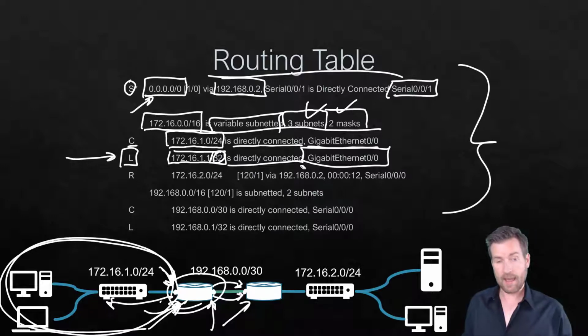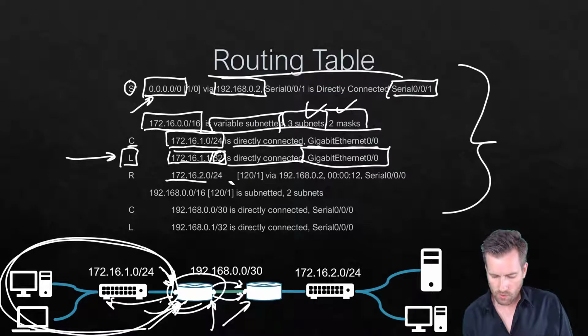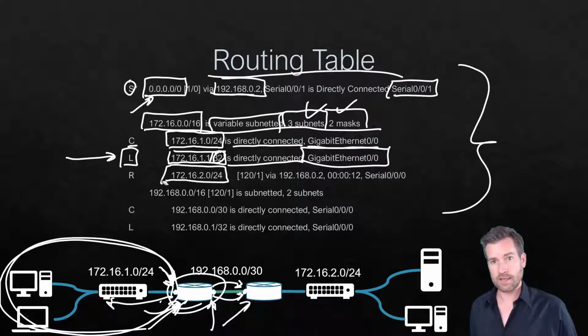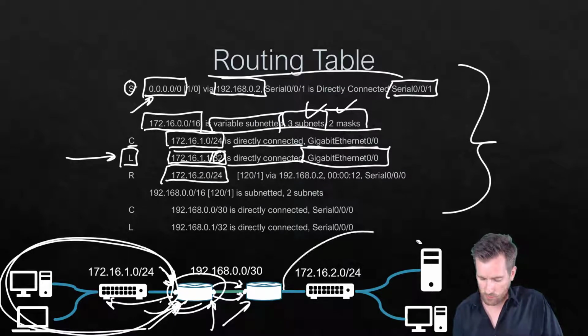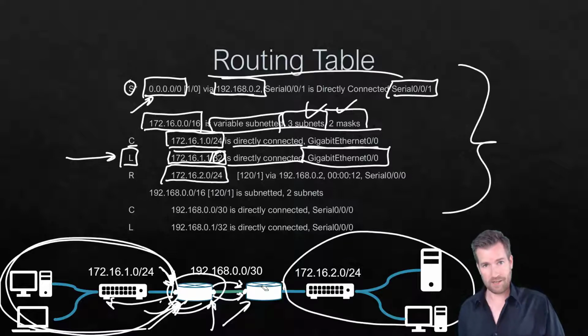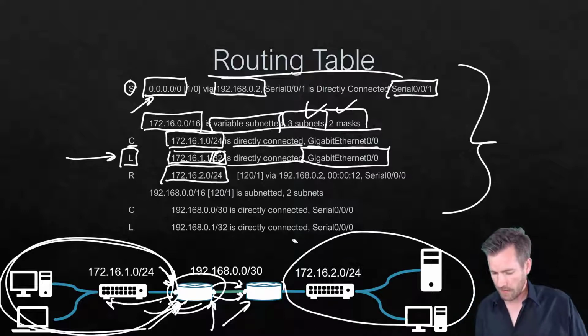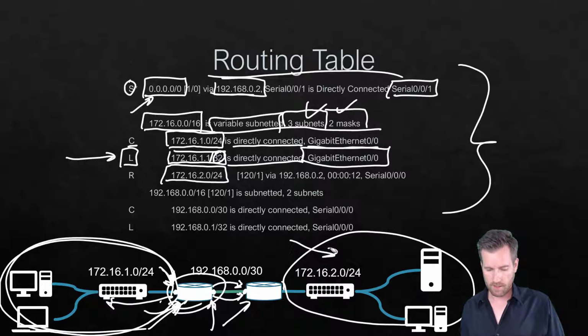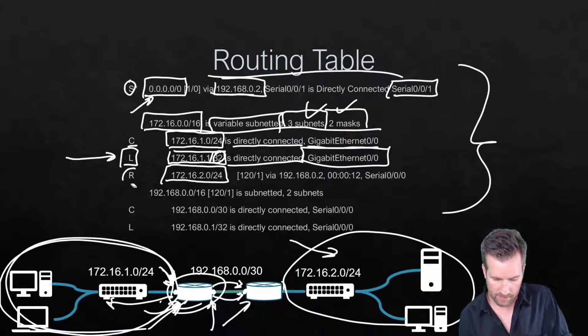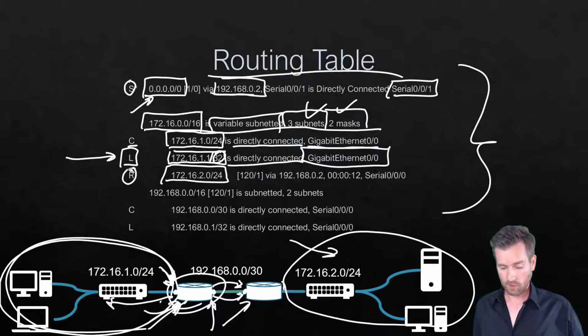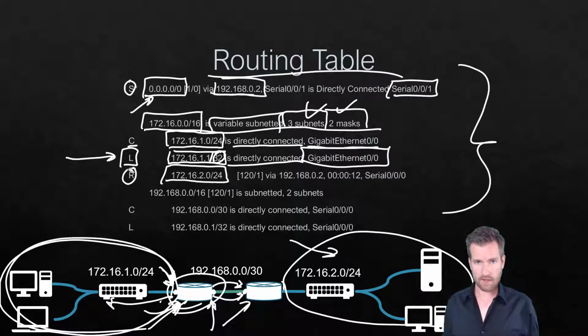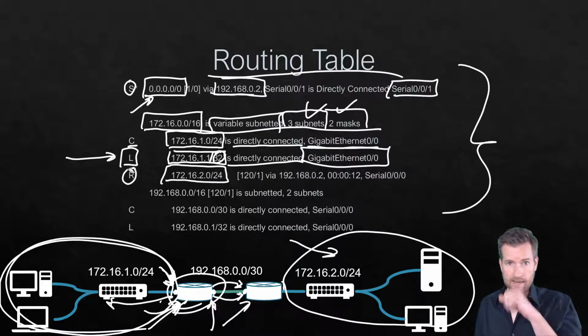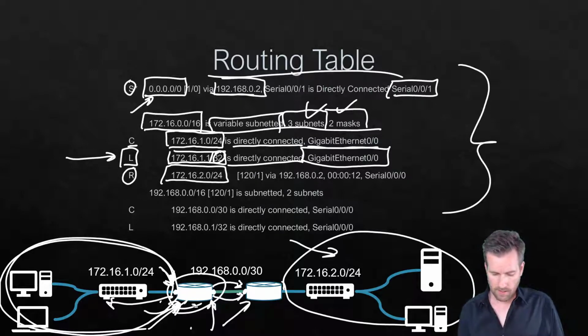So that's why that shows up on there. Next, we see 172.16.2.0/24. That is this remote network over here. So how did it learn about this remote network over here? Well, it tells you right here, the R. It learned it through RIP. R stands for RIP. So it's using a dynamic routing protocol.